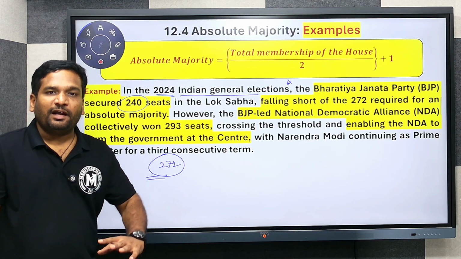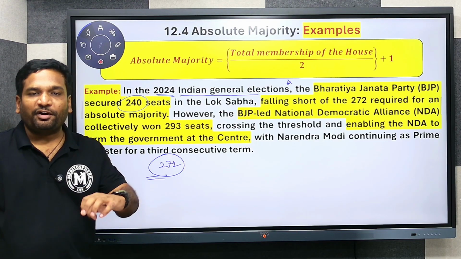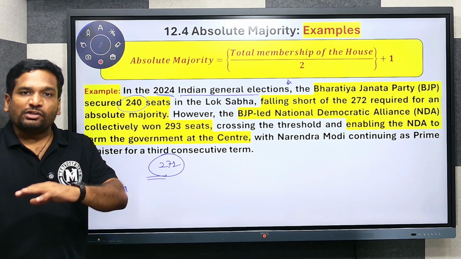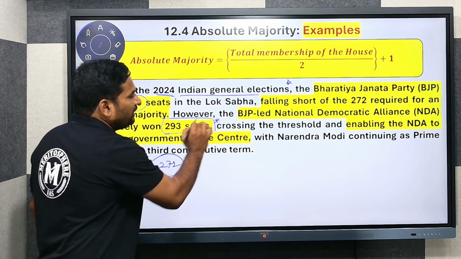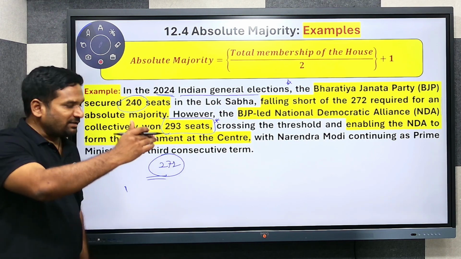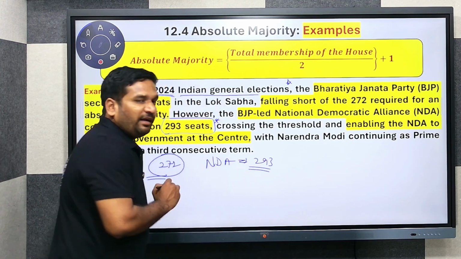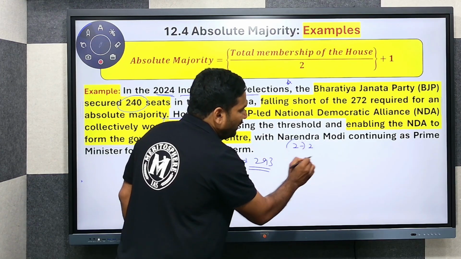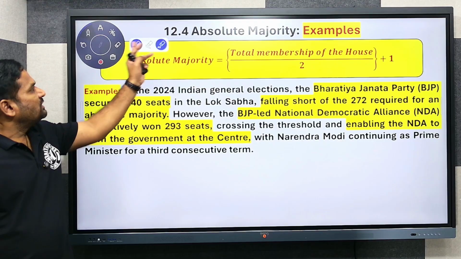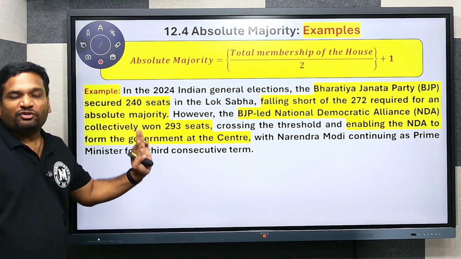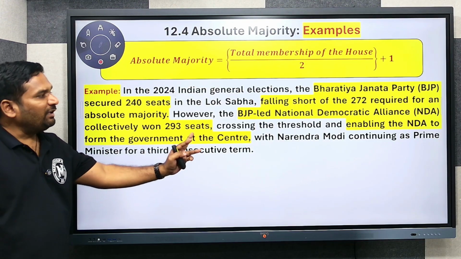Nonetheless, the alliance or the coalition, that is the NDA, National Democratic Alliance, that is led by BJP, has got 293 seats. So it has actually surpassed the 272 benchmark. So the NDA formed the government at the center. Got my point? Similarly, we are going to witness the formation of the governments at the state level, in respect of Telangana state and Madhya Pradesh.